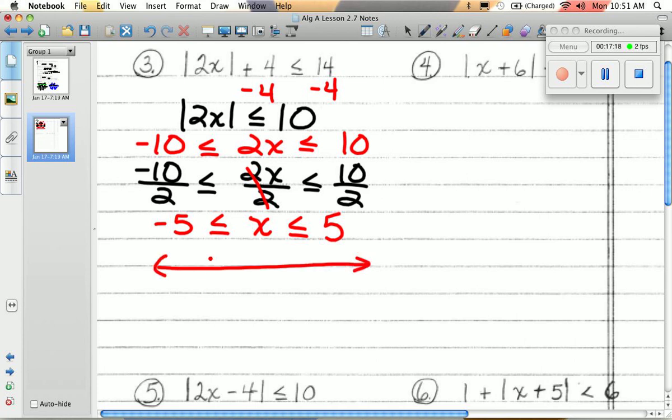And we graph it. Open or close circles? Closed. Our equal to bar is there this time, so the 5 and the -5 are included. And all the numbers in between, right?